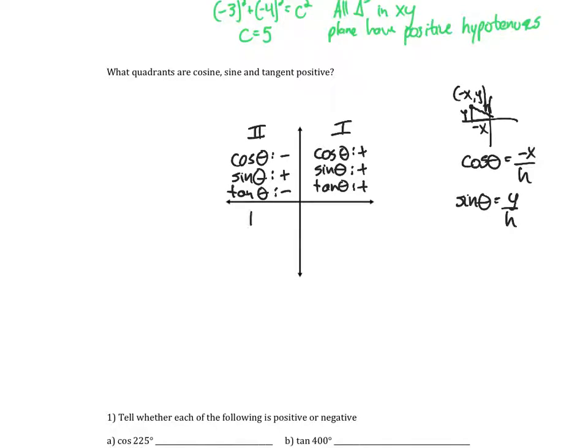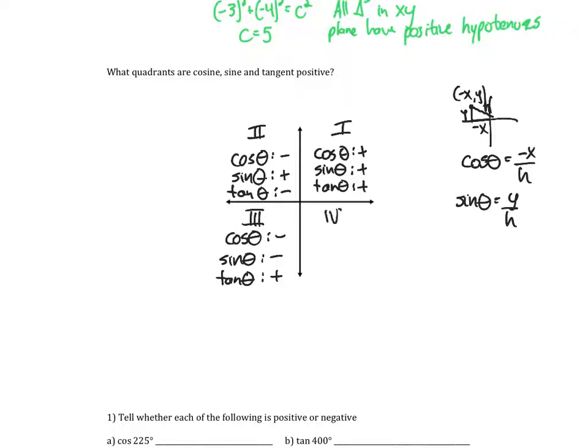Let's go to quadrant 3. That was the one we were just working with. And what do we see in that triangle above? That my cosine value was negative because my x value was negative. My sine value was negative because my y value was negative. But my tangent value turned out to be positive because it was a negative value over a negative value, so tangent was positive. Okay?